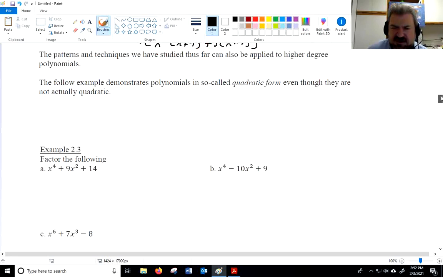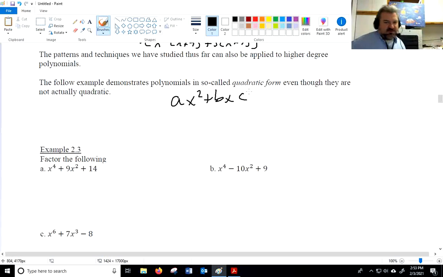All right, the patterns and techniques we have studied thus far can also be applied to higher degree polynomials. The following example demonstrates polynomials in so-called quadratic form, even though they are not actually quadratic. So let's talk about what quadratic form is. The standard quadratic says we have ax squared plus bx plus c. And that's easily solved with either the quadratic formula or, quite often, it's factorable.